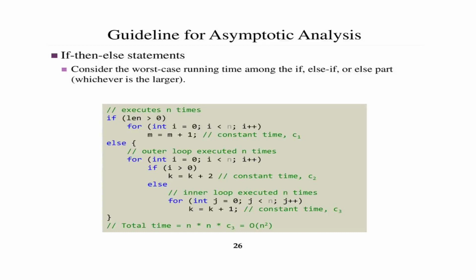So here we are using two for loops. Entirely we are using only two for loops, one under the if condition and another under the else condition. So n into n: the first for loop executes n times, and in the else condition the for loop also executes. So n into n into c3. So the total time complexity is order of n square.